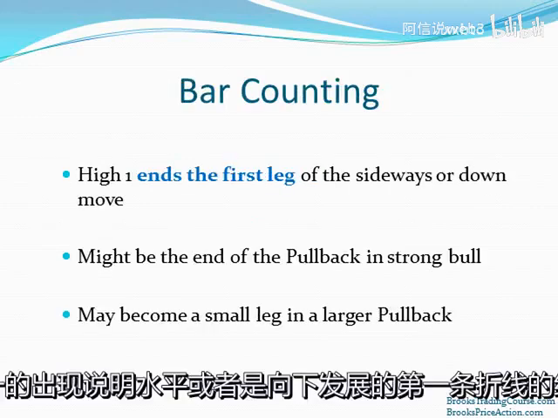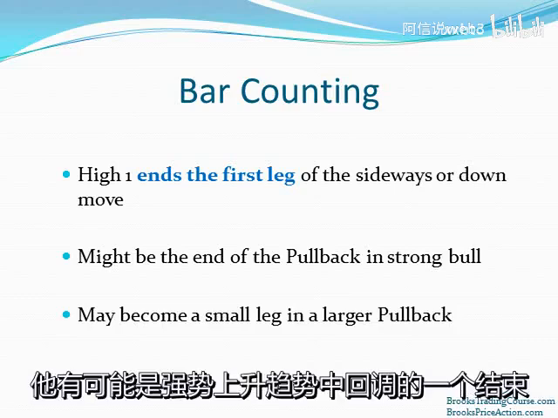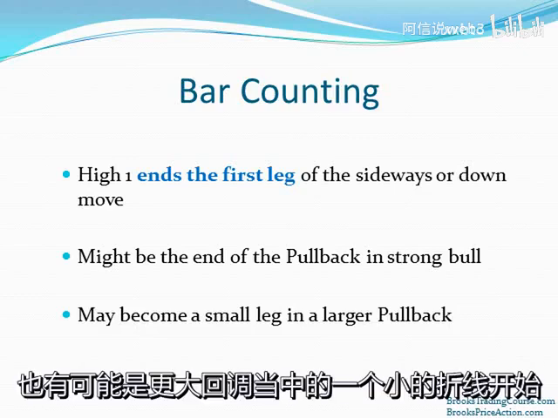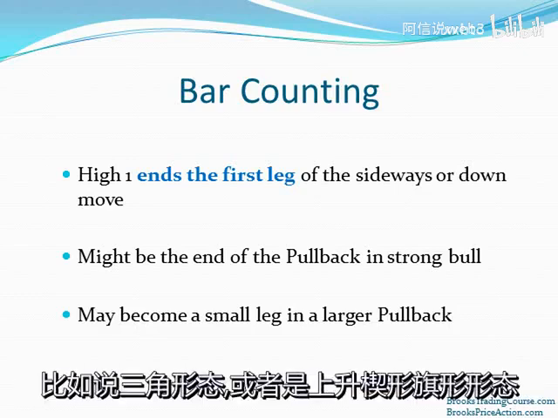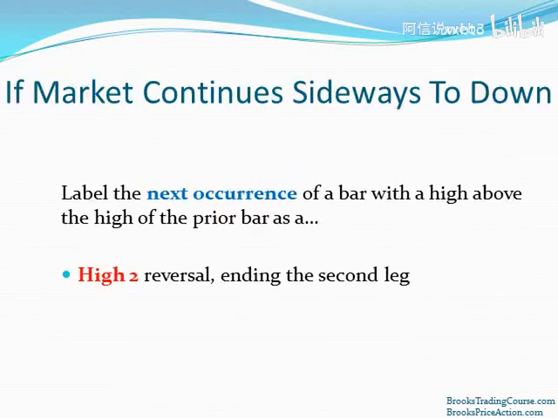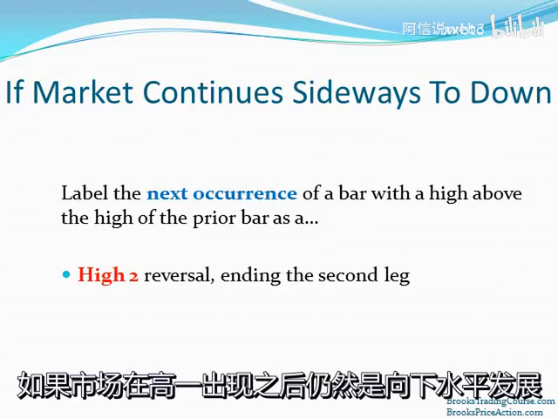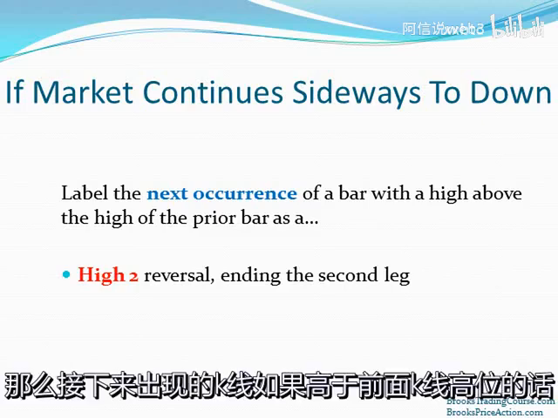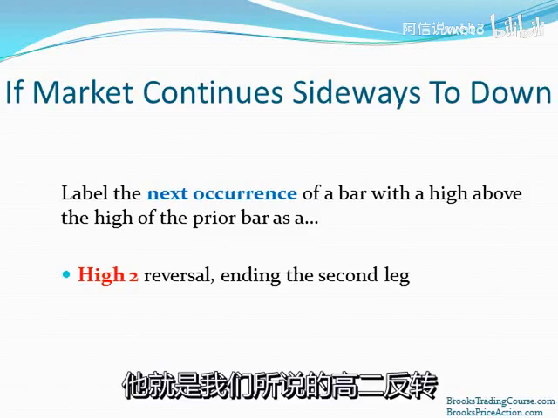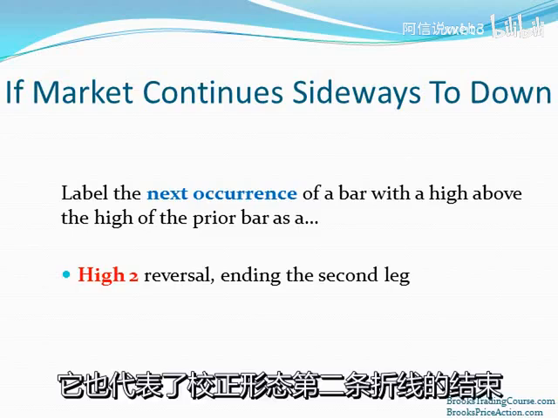The high 1 ends the first leg of the sideways to down move, and it might be the end of the pullback in a strong bull trend. It may be the first leg down in a larger pullback, for example in a triangle or a wedge bull flag. If the market continues sideways to down after the high 1 triggers, the next occurrence of a bar going above the high of the prior bar is a high 2 reversal, and that ends the second leg of the correction.